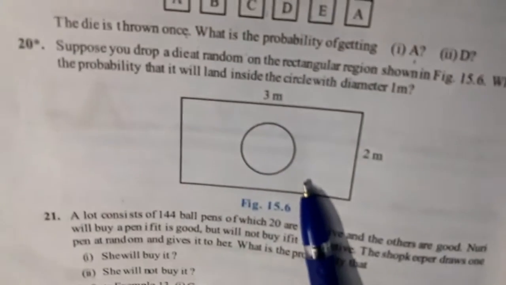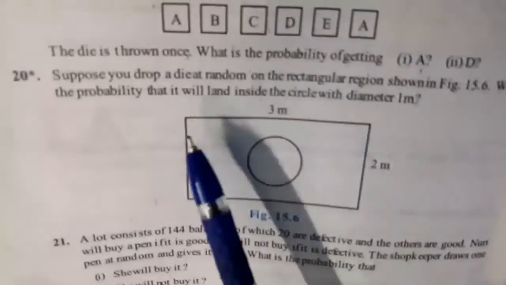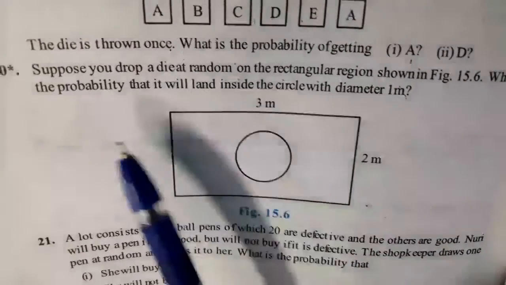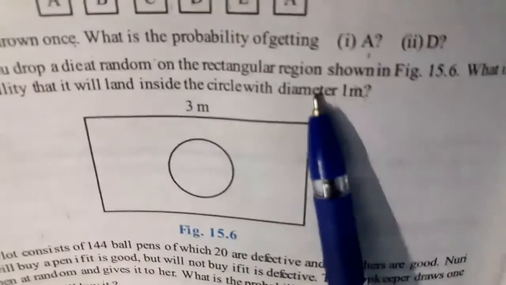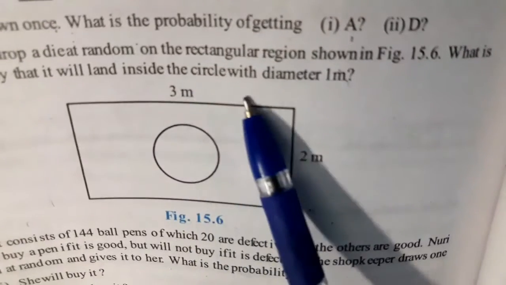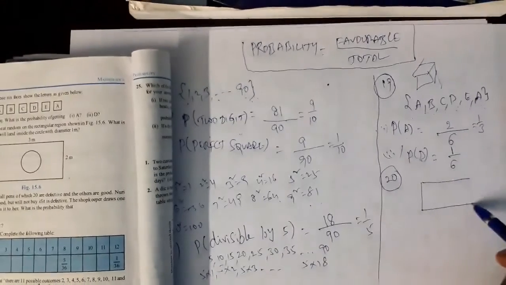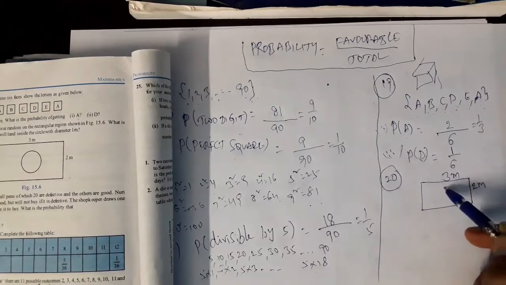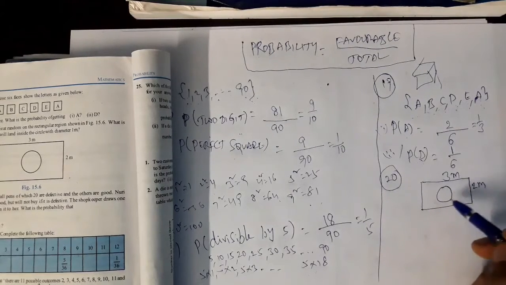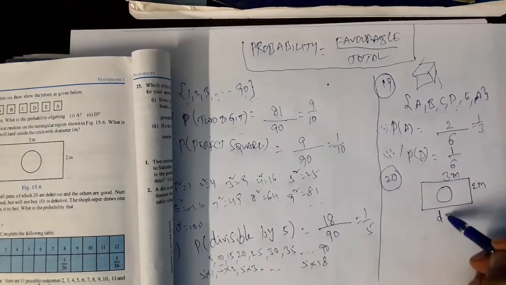See this. Question number 20. One rectangle is there. Length is 3 meters. Breadth is 2 meters, of course. Suppose you drop a die at random on the rectangular region shown in the figure. In this rectangular region, you have dropped a die. What is the probability that it will land inside the circle with diameter 1 meter? Of course, inside a circle. This is 3 meters. This is 2 meters. Inside the circle, let us say this is the circle, and the diameter of the circle, let us say D, is how much?